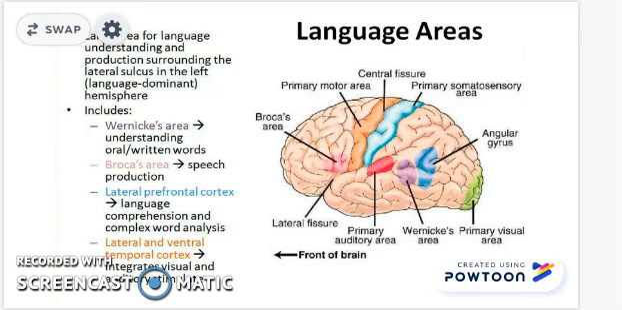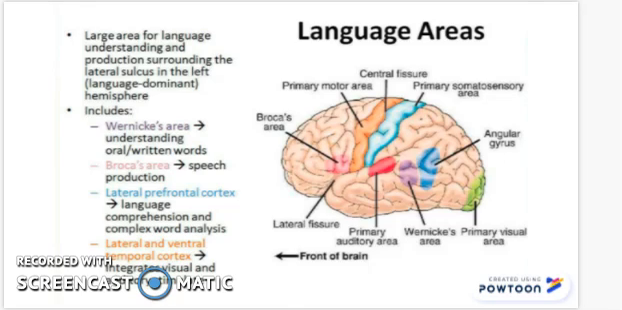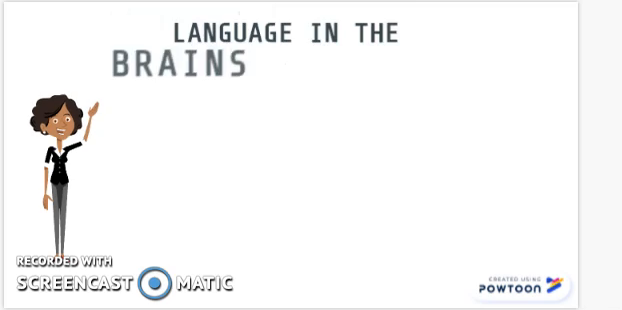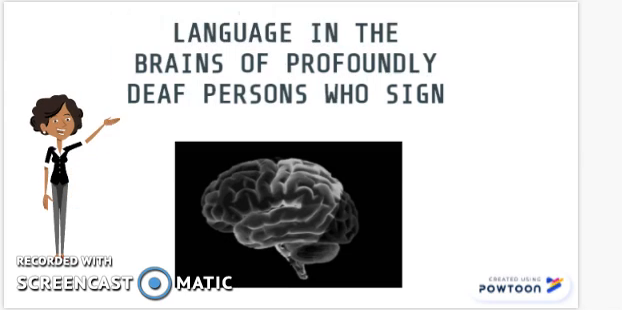as that is where our language areas are housed. Moving on, so let me ask the question then, how is language really wired if we can't hear, if we get a lot of our stimuli transmitted through our auditory cortex? How is that affecting a deaf person? So we go on to the next slide, which speaks about language in the brains of profoundly deaf persons who sign, specifically American Sign Language.